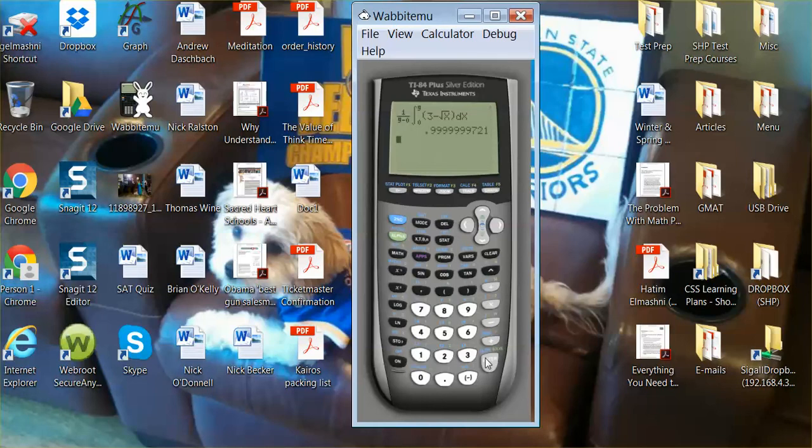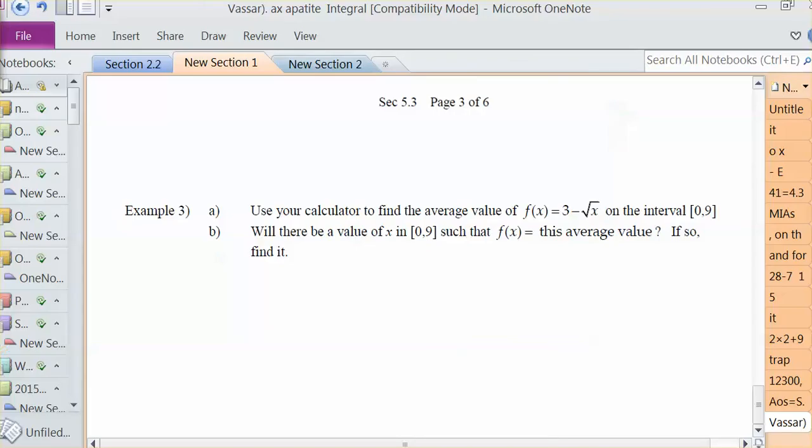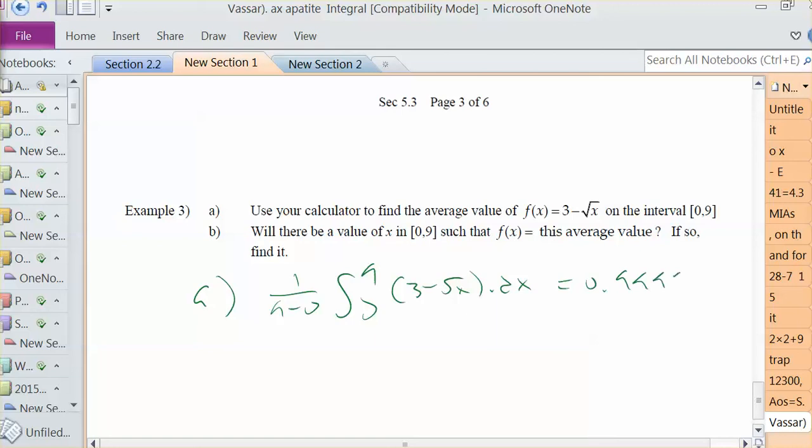Takes a little while because it's kind of thinking. So it says it's about 0.9999, which is really just 1. So in the calculator for part A, we do 1 over 9 minus 0, definite integral from 0 to 9, of 3 minus root x times dx. And I have to put the 3 minus root x in parentheses so it stays protected. We get 0.99999, well, whatever, really just 1.